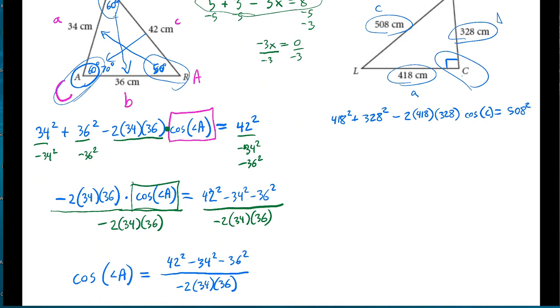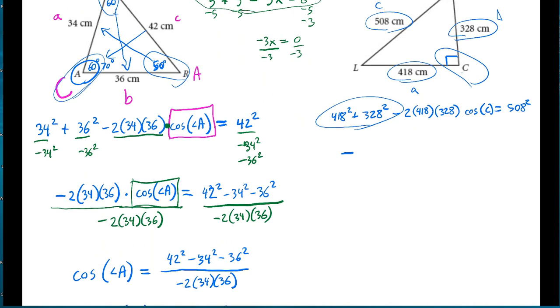Okay, so I subtract these two terms from both sides, and I get the negative still there. 2 times 418, 328, cosine of C equals, and then we get this big 508 squared minus 418 squared minus 328 squared. Okay, and then we divide by the coefficient here.